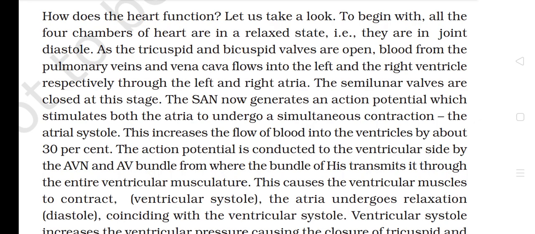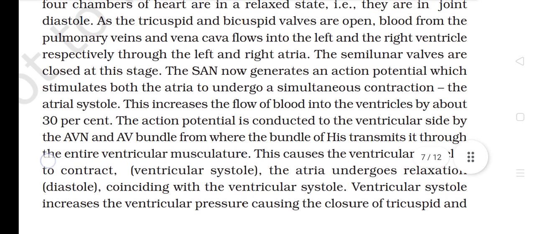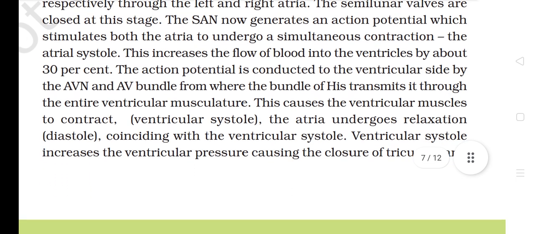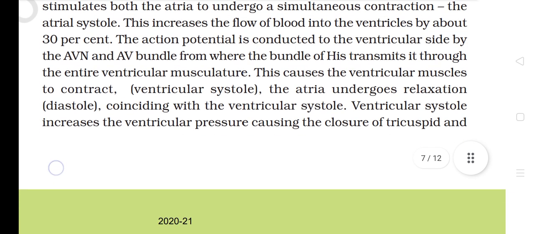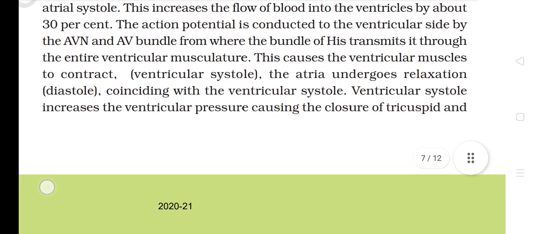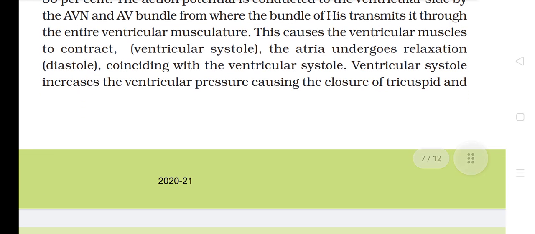The SAN now generates an action potential which stimulates both the atria to undergo simultaneous contraction, the atrial systole. This increases the flow of blood into the ventricles by about 30%. The action potential is conducted to the ventricular side by the AVN and AV bundle, from where the bundle of HIS transmits it through the entire ventricular musculature. This causes the ventricular muscles to contract, ventricular systole. The atria undergo relaxation, diastole, coinciding with the ventricular systole.